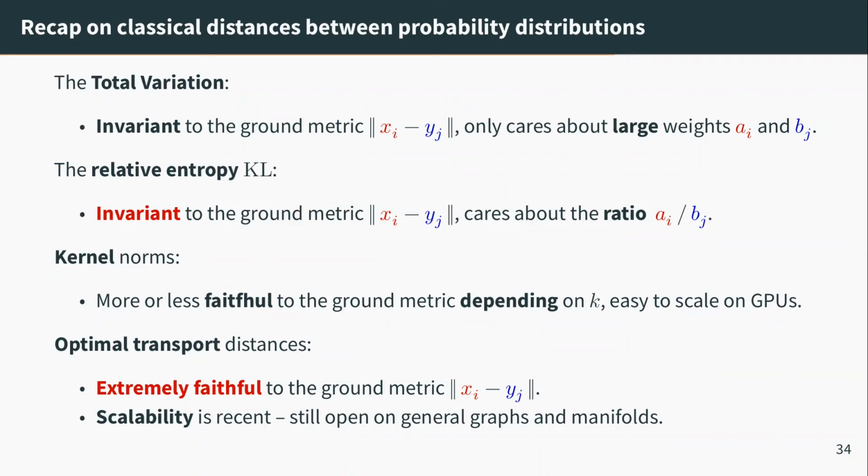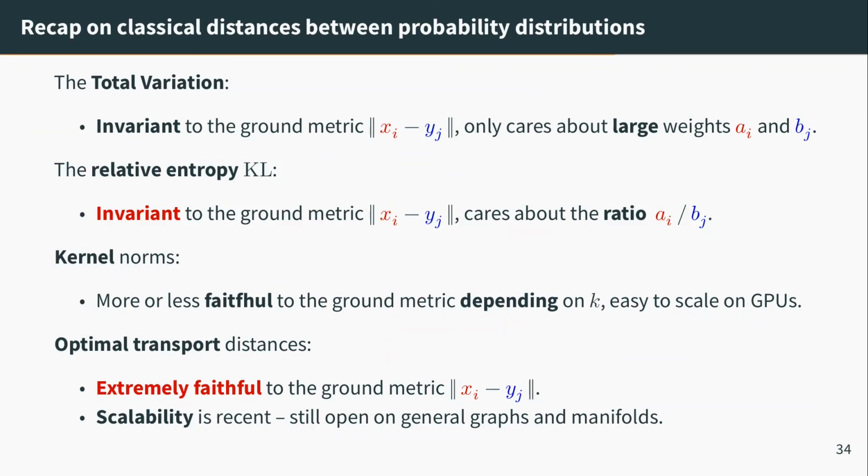Now, if you understand the geometry of the space of labels, probably you want to use instead geometric divergences, geometric distances. And the two main families are kernel norms, which are more or less faithful to the ground metric, depending on the kernel K, and optimal transport distances, which are extremely faithful to the ground metric, that were expensive to compute even 5 years ago, but now are scalable, at least if you're working in a Euclidean space.